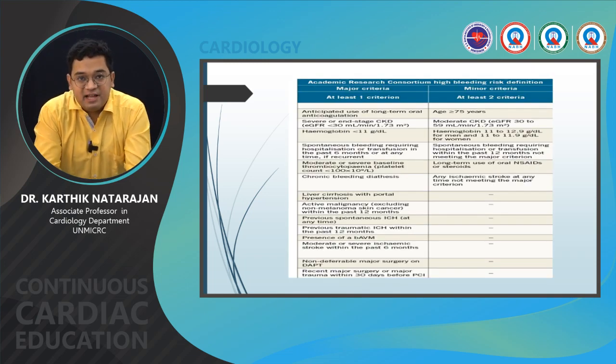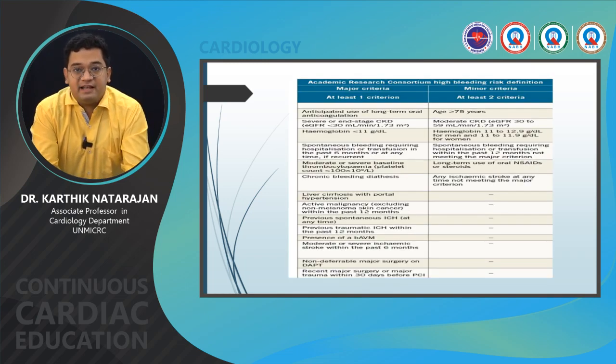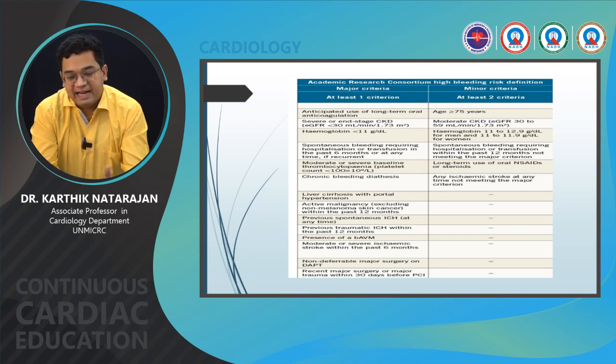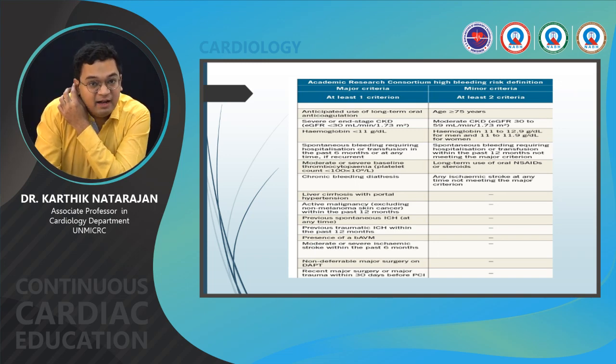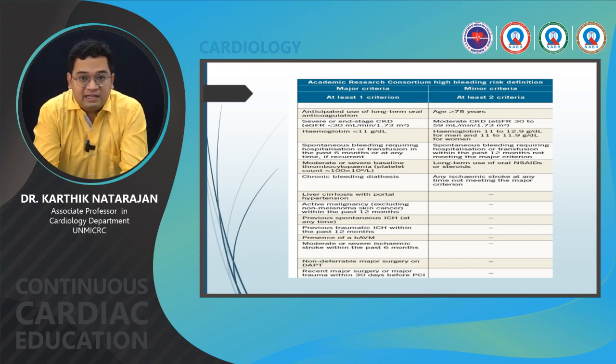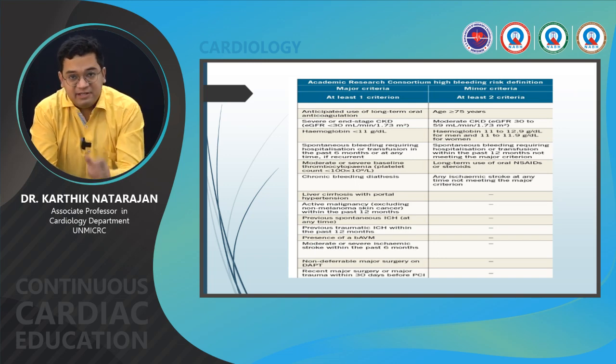If you come to the bleeding risk definition, the Academic Research Consortium has defined a major criteria. So you have all these factors like use of anticoagulation, CKD again. So you can see that there is a lot of overlap between the risk factors. So a patient with CKD or a patient with diabetes will constitute both a high ischemic risk as well as a high bleeding risk. So you need to weigh the pros and cons and identify each patient and then treat the patient. So you have factors like anemia, spontaneous bleeding, then moderate to severe thrombocytopenia, bleeding diathesis, liver cirrhosis, active malignancy, spontaneous ICH, traumatic ICH, AV malformation as the major criteria.